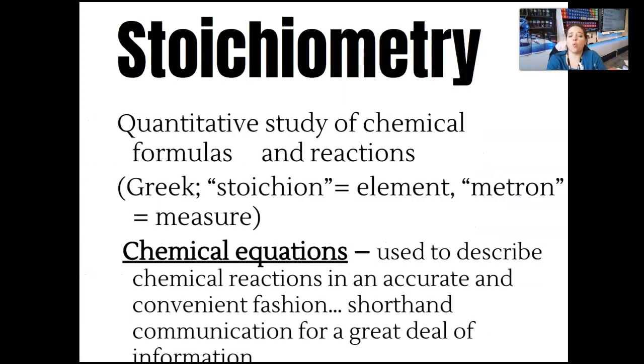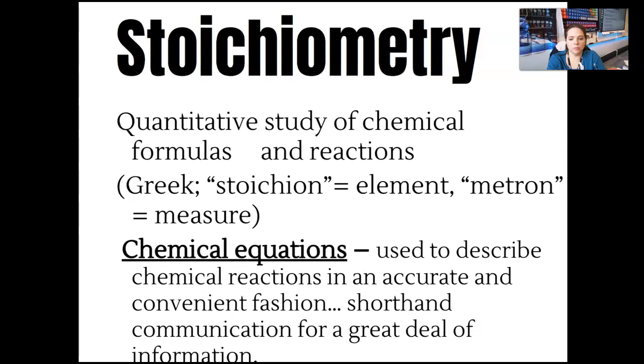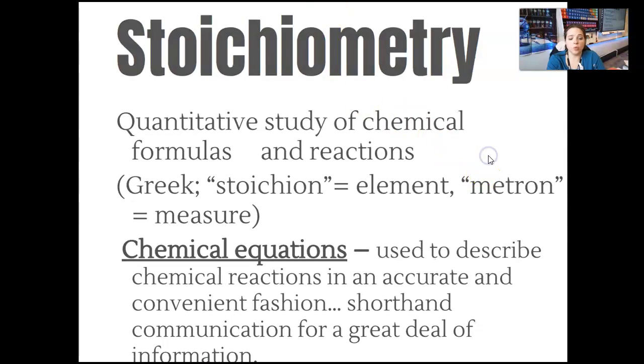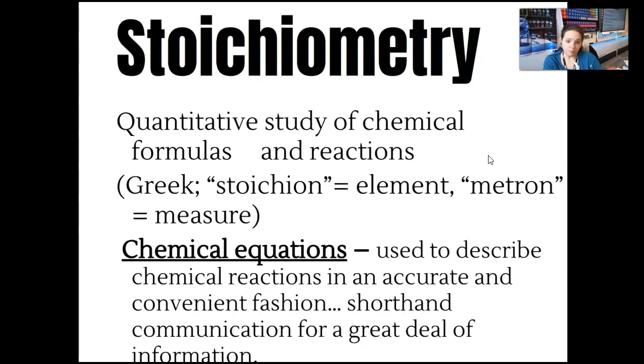Stoichiometry. This is the quantitative, this means numbers, study of chemical formulas and reactions. In Greek, stoichion means element, and metron means measure. So it's the measure of the elements. It's a number. Chemical equations are used to describe chemical reactions in an accurate and convenient fashion. Shorthand communication gives a great deal of information, and you'll see in a little bit.